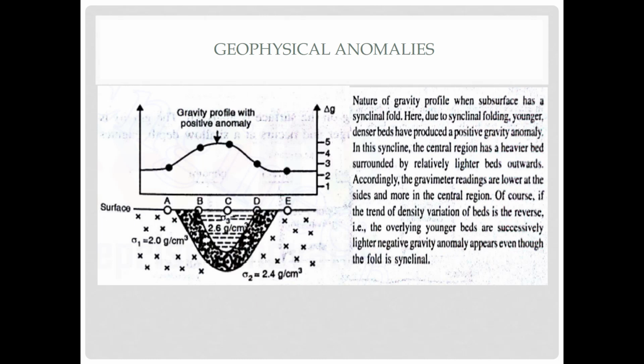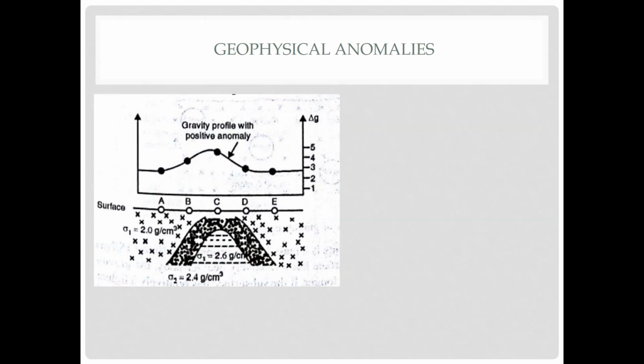So of course, if the trend of density of beds is the reverse, the overlying beds are successively lighter, a negative gravity anomaly appears even though the fold is synclinal. So in here, we have the gravity profile with a positive anomaly.